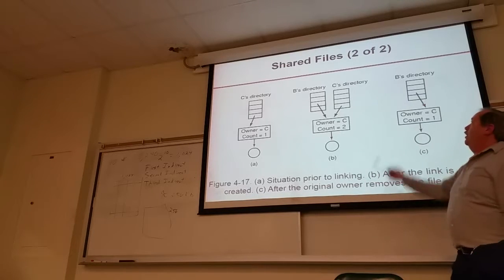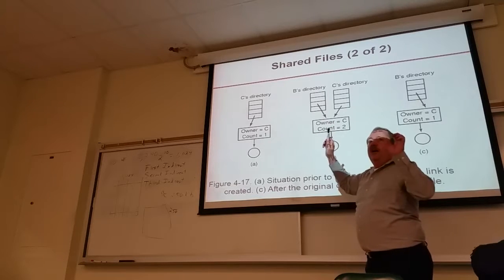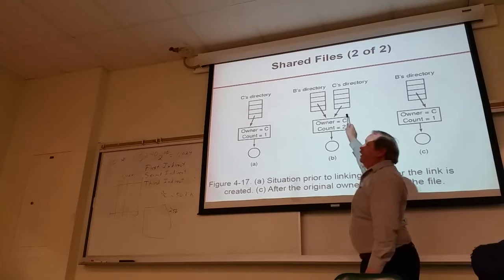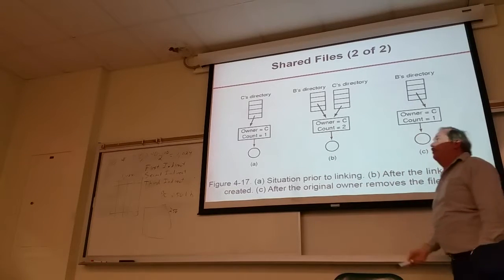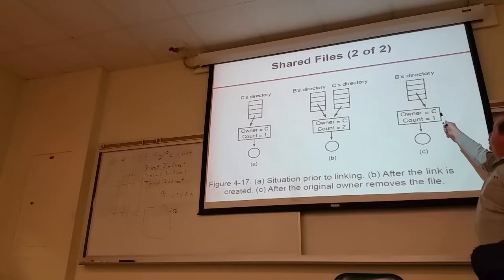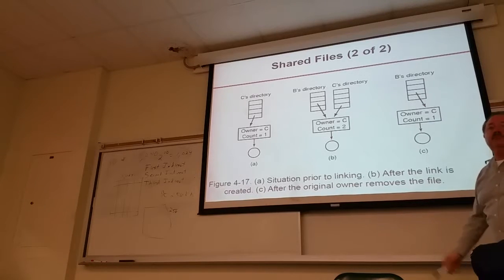I don't care if it was the owner, I don't care if it was C, I don't care if it was B. Either one of these deletes the file. If it's B, it's deleting its link. If it's C, it's deleting the actual file. Well, in this case here, if C was trying to delete the actual file, since count was greater than 1, and C was the owner, then what I need to do is shift the owner to B and decrement my count.